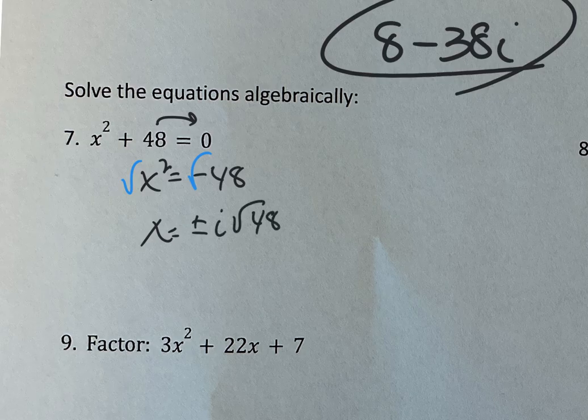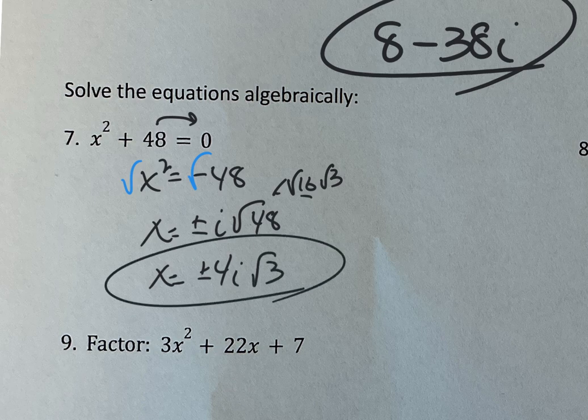Now, you could use 8 and 6. You could use 4 and 12. But if you do that, you're going to have to keep breaking them down. The best thing you can use is the biggest perfect square, which is 16. That goes into 48. Square root of 16 is 4. It comes out. The 3, I can't do anything with that. So it stays in. And there's your answer.